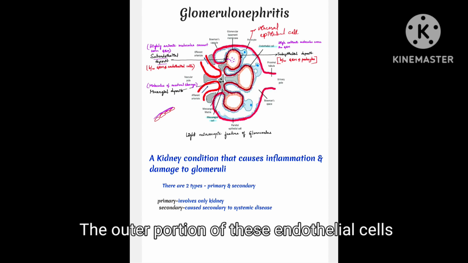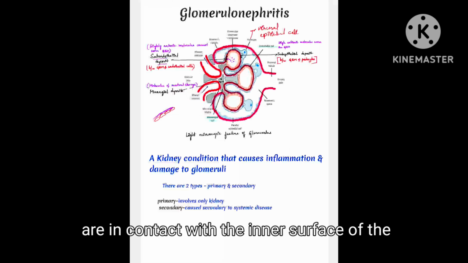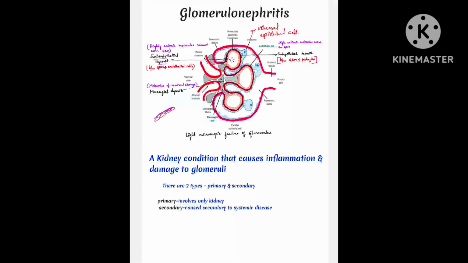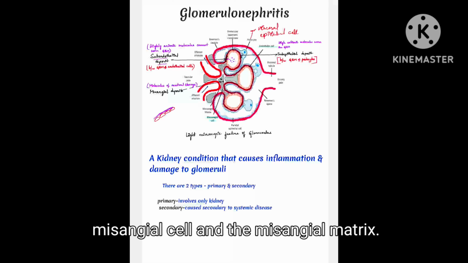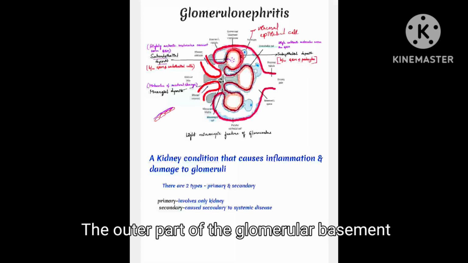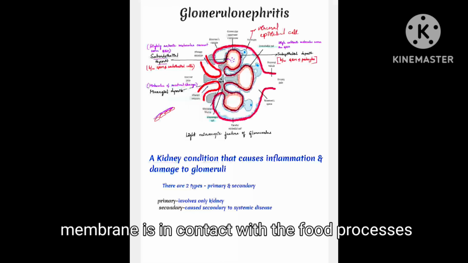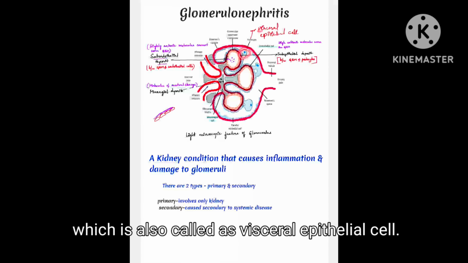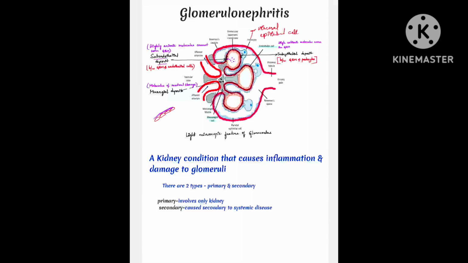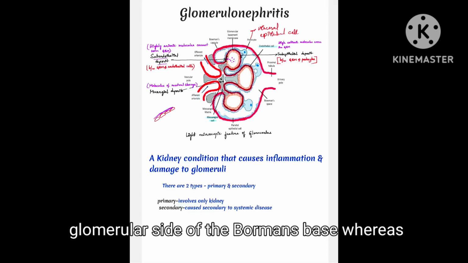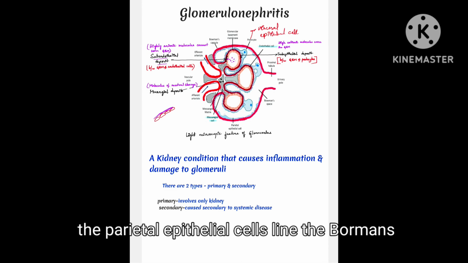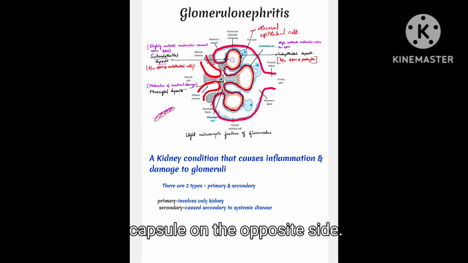The outer portion of these endothelial cells is in contact with the inner surface of the basement membrane, and the central part is in contact with the mesangial cell and the mesangial matrix. The entire outer part of the glomerular basement membrane is in contact with the foot processes, which is also called the visceral epithelial cell. The visceral epithelial cells line the glomerular side of the Bowman's space, whereas the parietal epithelial cells line the Bowman's capsule on the opposite side.